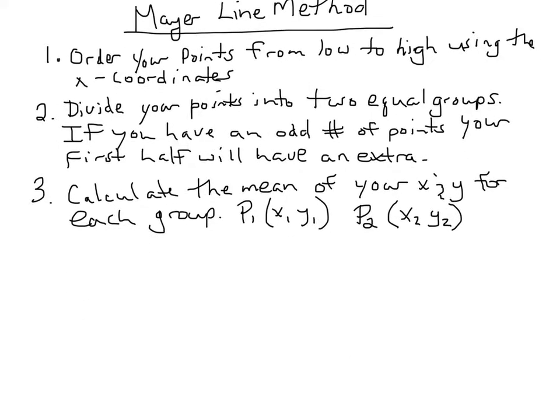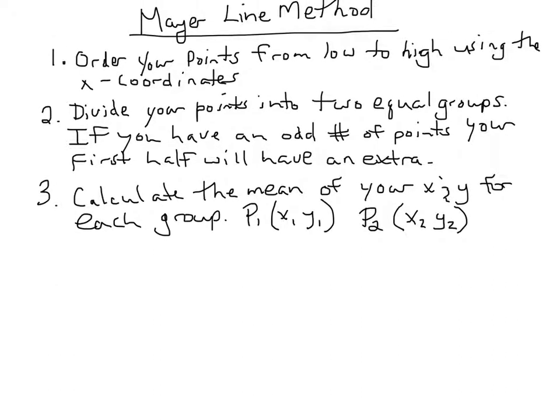Okay. So your x1 is going to be the average of all of the x's in your first group. Your y1 is going to be the average of all of the y's in your first group. x2 is going to be the average of all the x's in your second group. And y2 is going to be the average of all of the y's in your second group. So we've arranged our numbers from lowest to highest, split them into 2 groups, and found the mean of your x's and your y's in both of your groups.